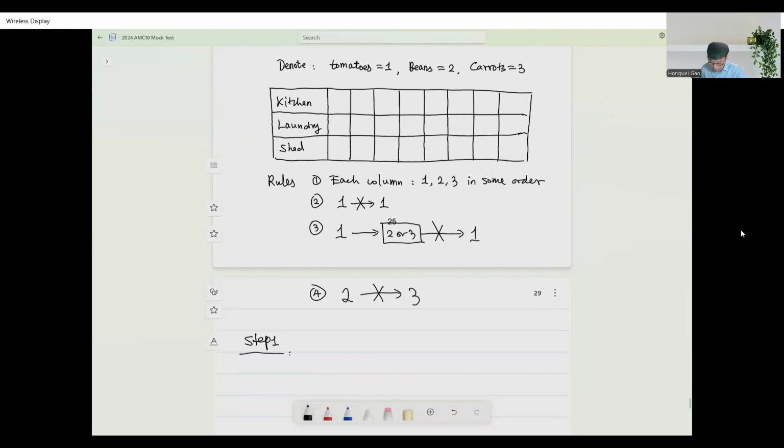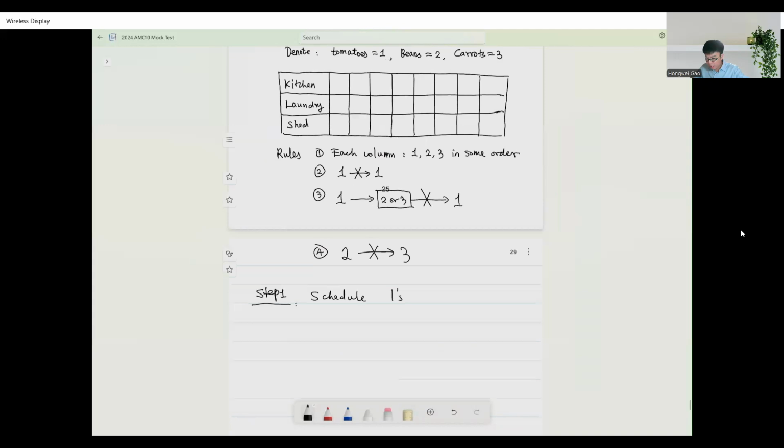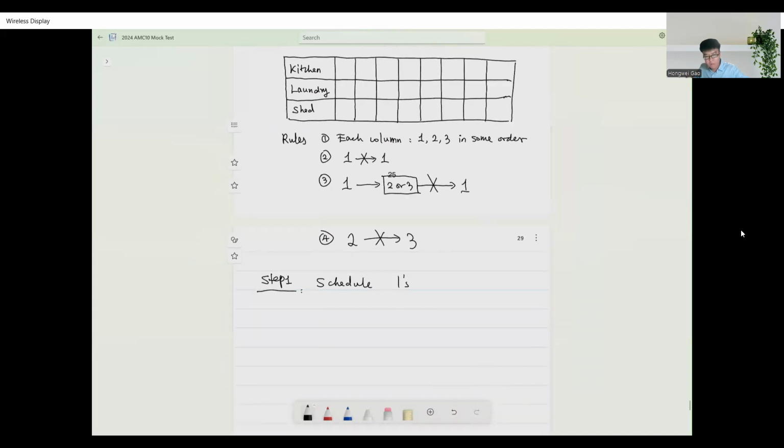Step 1, schedule all the ones. Notice that 1 will have influence for the future 2 years, or in certain year, the schedule for 1 only depends on the previous 2 years. So we can consider the first 2 years, how to schedule ones. You know that in the first year, it's totally free.